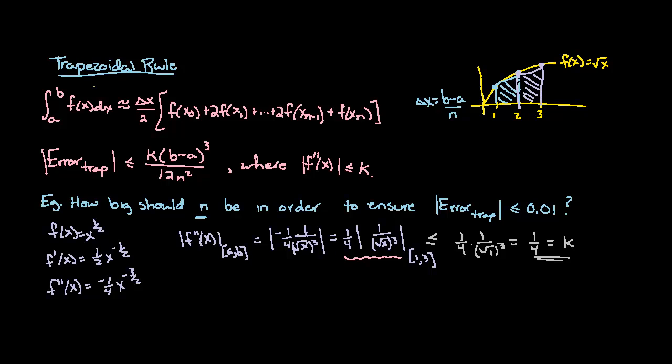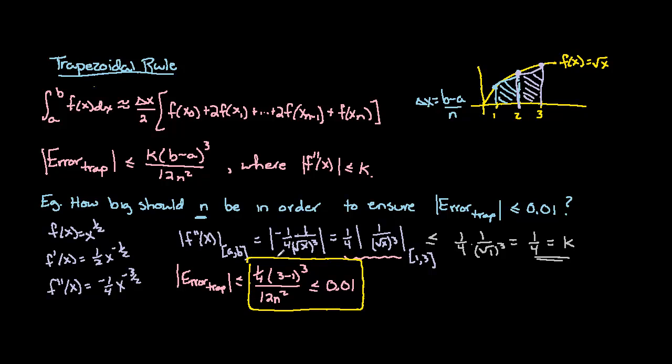Okay, so let's come in here and take a look at our error then. So the error incurred from the trapezoidal rule is going to be less than or equal to 1/4 times (3 minus 1) cubed over 12n squared. And we want that to be certainly less than 0.01. And so what we're going to do at this point is take a look at this piece of the inequality. And the logic here is that if we can make sure this piece here is less than 0.01, certainly the error incurred from the trapezoid will be less than 0.01 by the transitivity of inequalities.